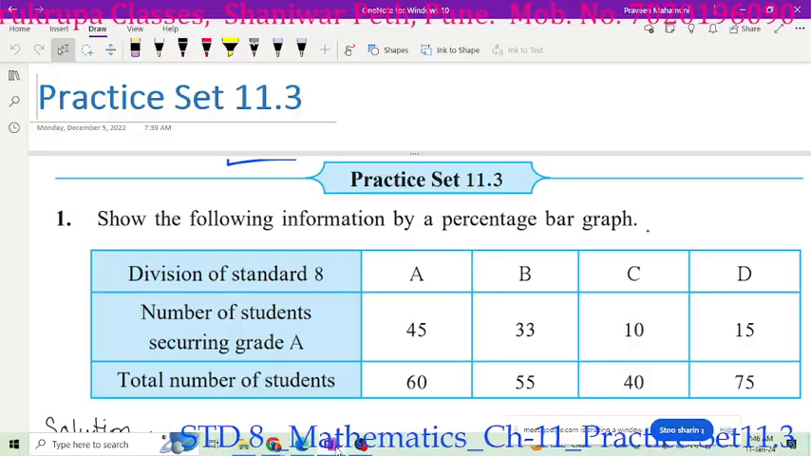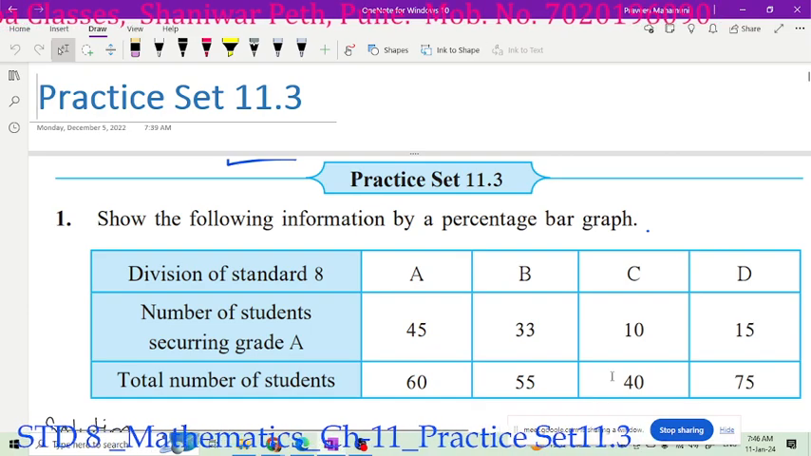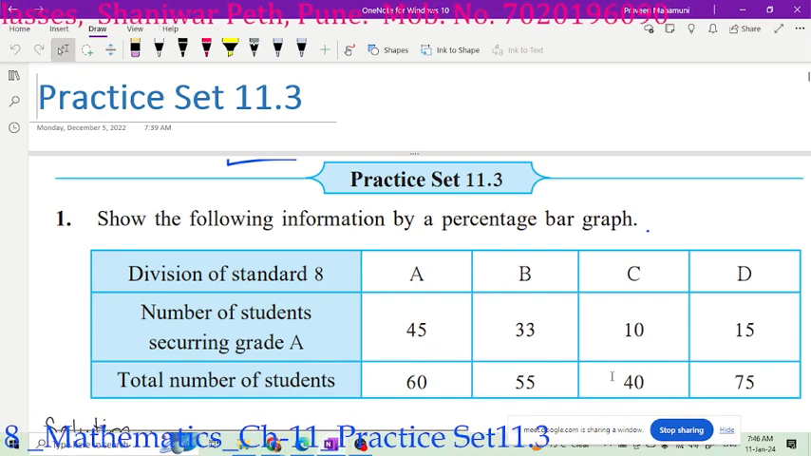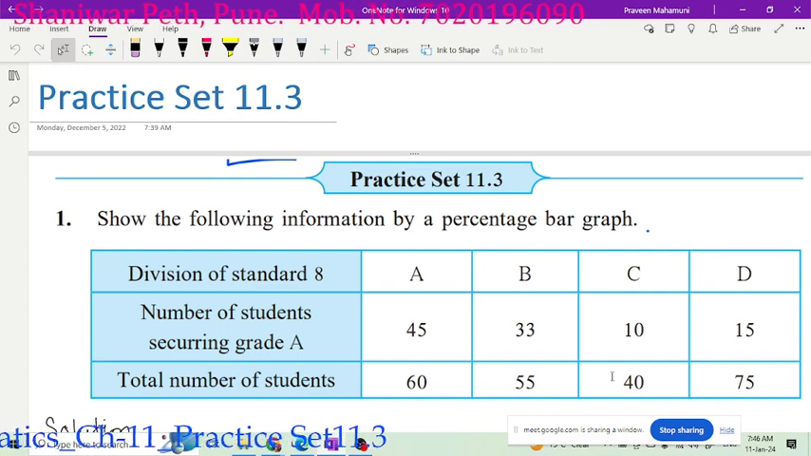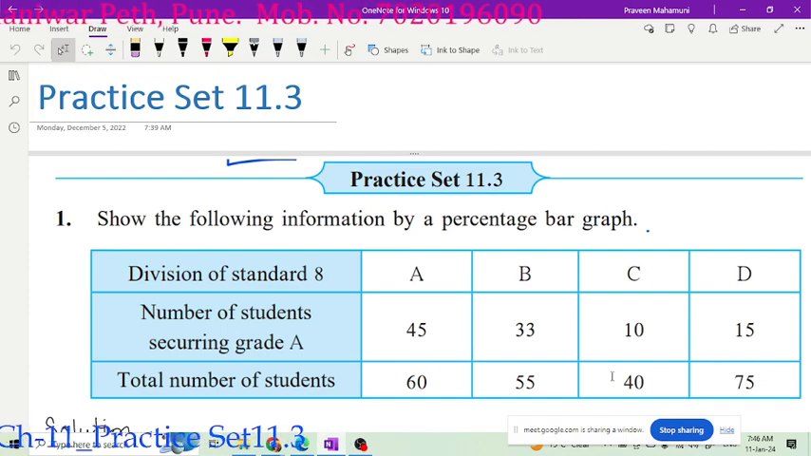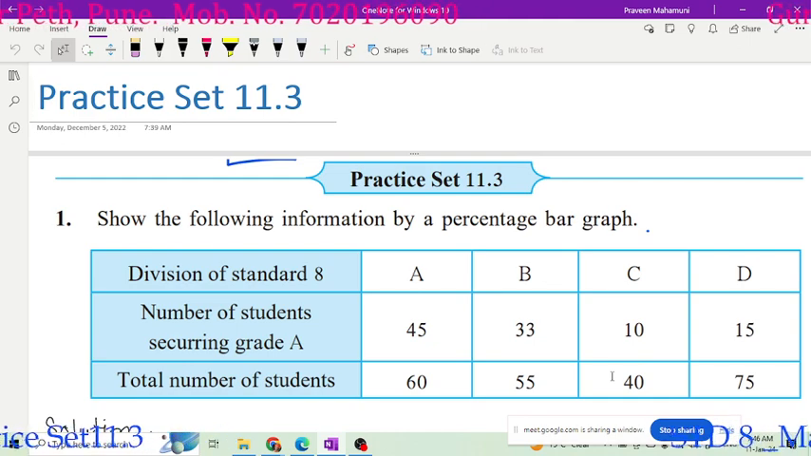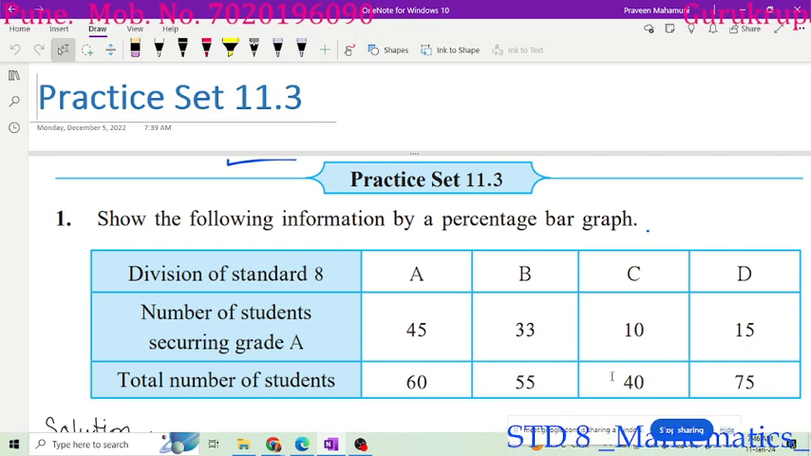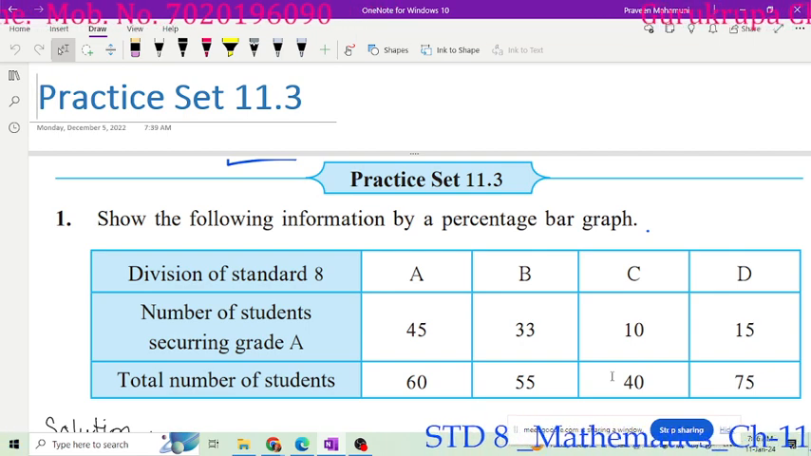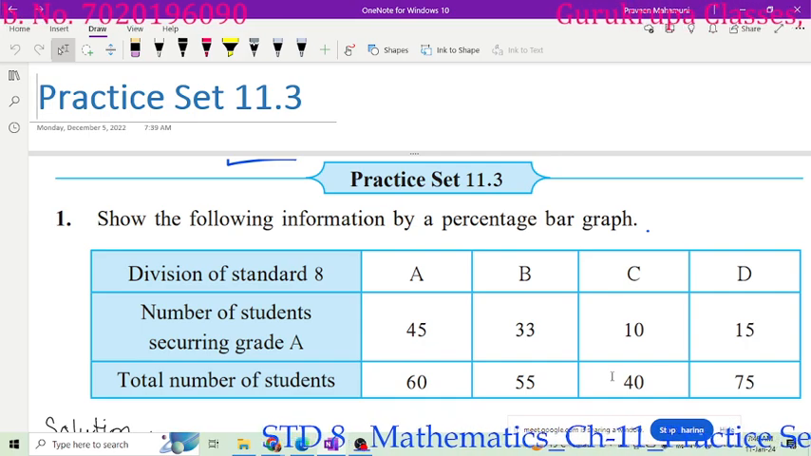Okay, so my dear students of class 8, here we are going to solve practice set 11.3. In the first question, the first sum is given to you. In that sum, information is given about the number of students securing A grade in standard 8, division A, division B, division C and division D.